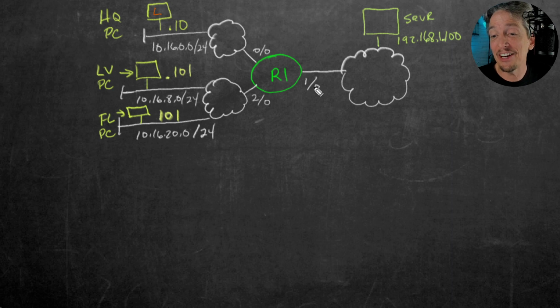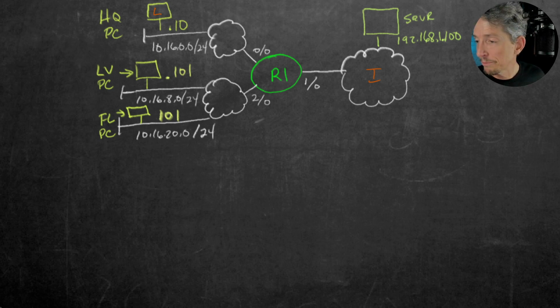Then, off of gig 1/0 on R1, we're connecting to the outside world. Like for this in our pseudo internet, we're going to pretend that this address of 192.168.1.1 is the internet, and other addresses that are not in our control, that are out there, that we might have to do NATing for.